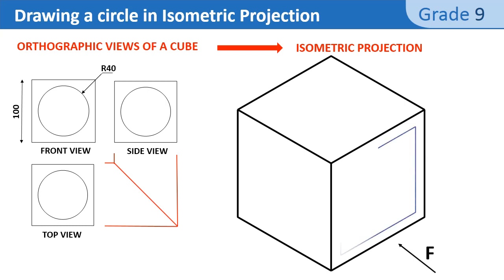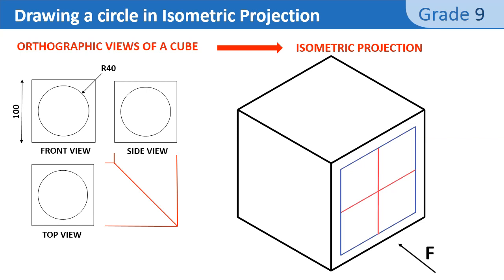Eventually, the square will be of side 80 millimeter. Step 1. You draw the center line of the circle in the square, or you simply divide the inclined square into 4 equal parts. So here you are.